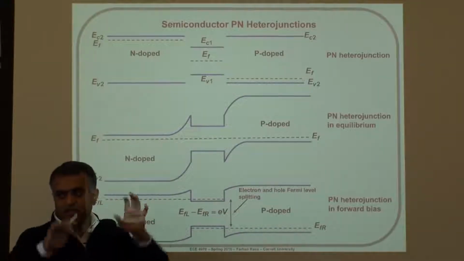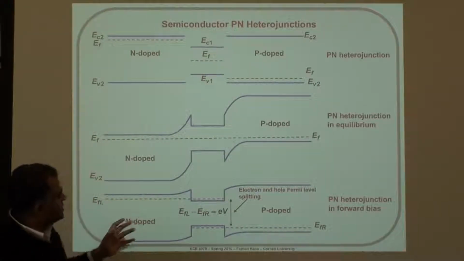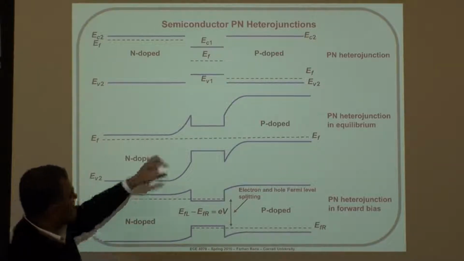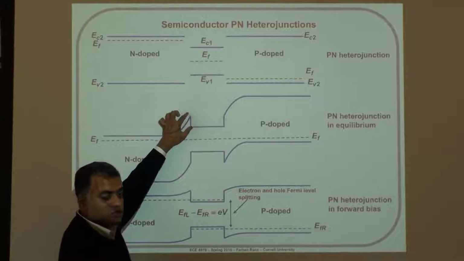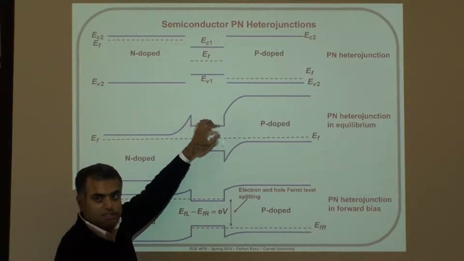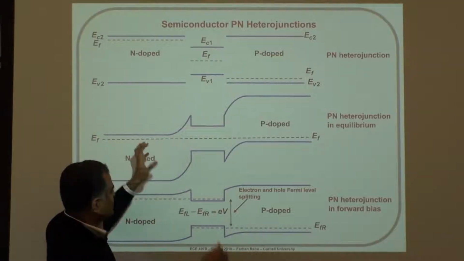Conduction band, valence band, they have to bend accordingly, and the band offsets do not change. Band offsets do not change with whether you dope it or don't dope it and all that. So those two things are your boundary conditions, and then you put them together.